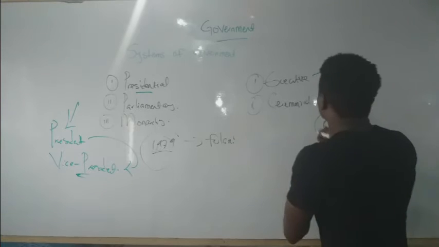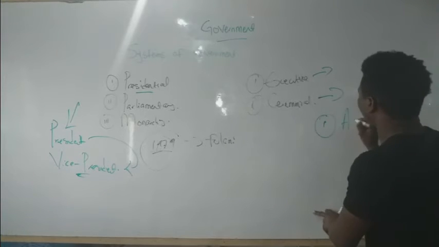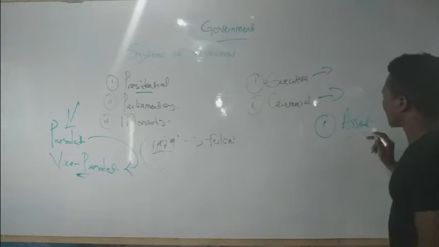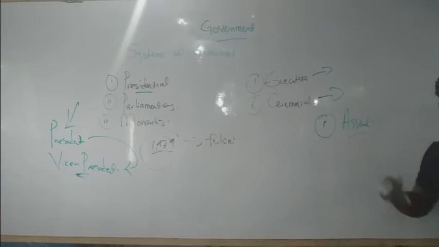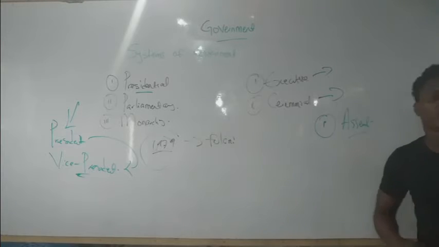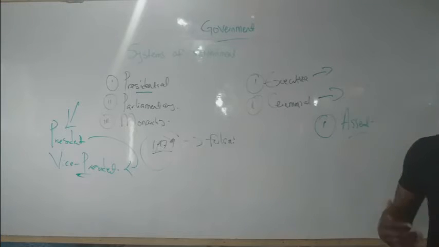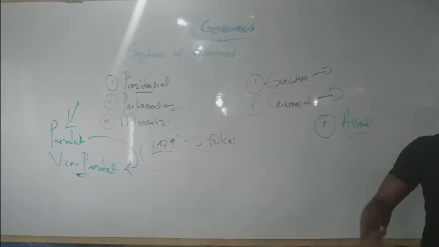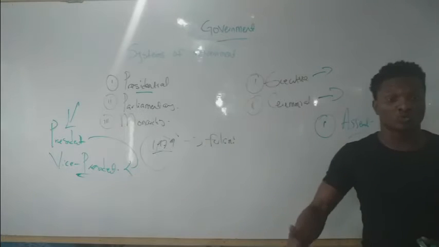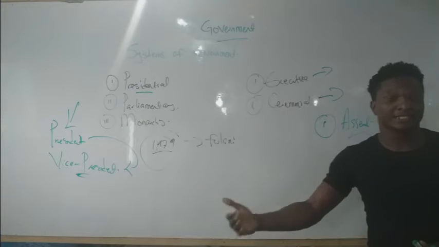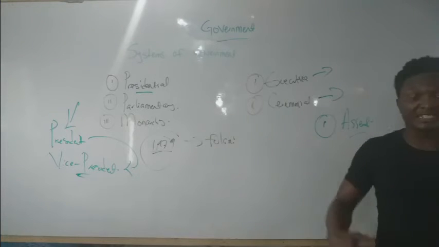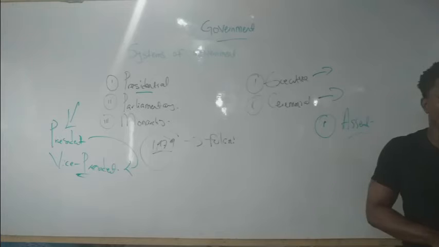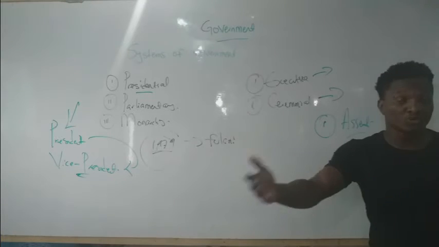Number one function, assent. Assent here, we talk about approval. You see, of course, when you were taught the different organs of government, you were told that it is the function of the legislature to make laws. Now, before laws are made, at the initial stage, you call them bills. A bill is simply a proposed law.